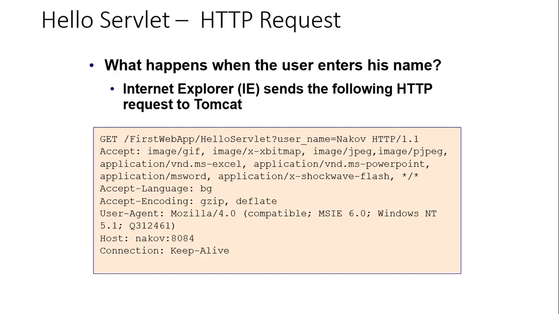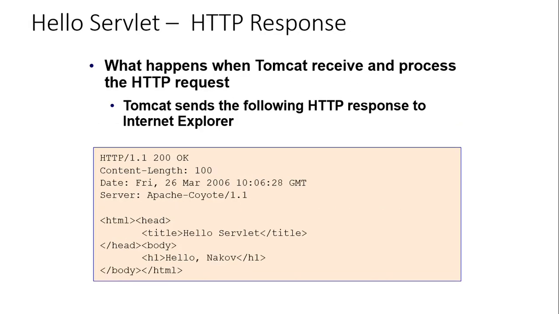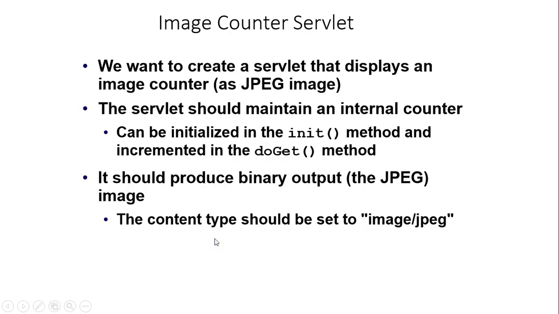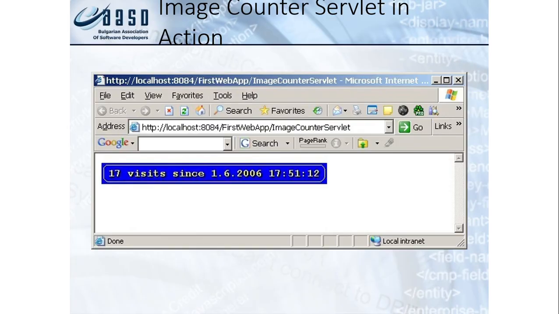Here you are sending the request to the Tomcat server. Now Tomcat has received and processed the HTTP request. Tomcat sends the following HTTP response to the IE, with content length and the date on which you sent it, then the hello body, servlets may call. Now the image counter servlet, I will discuss in the next lecture.